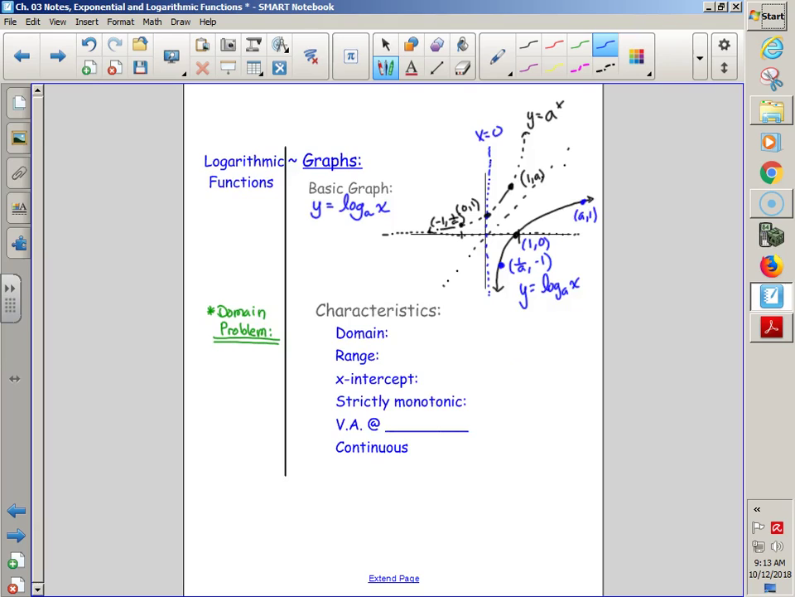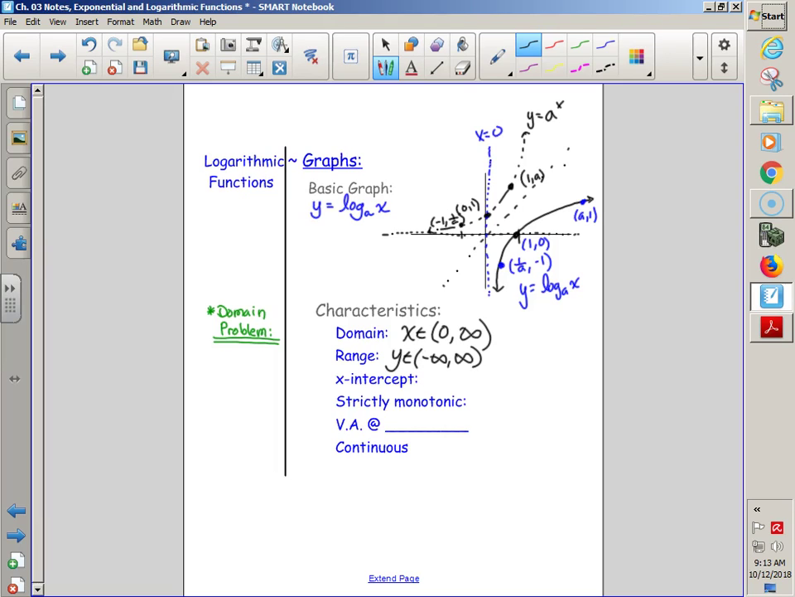What's the domain? How left, how right does a logarithm go? A non-transformed logarithm. How left? He's never going to pass 0. Including or excluding 0? So parenthesis. And then how right is he going to go? Positive infinity. Range. How low does he go? Negative infinity. And how high does he go?